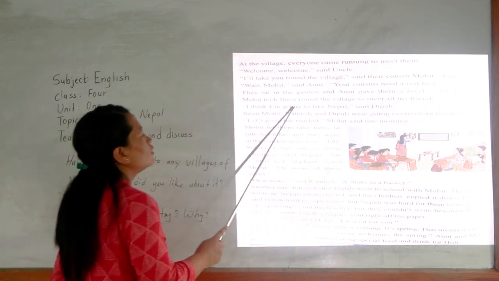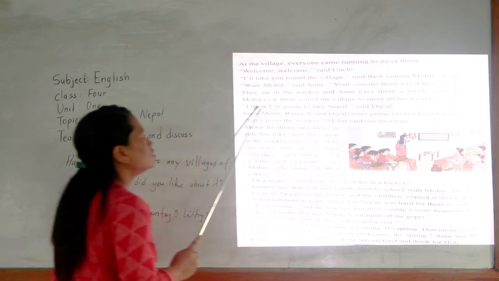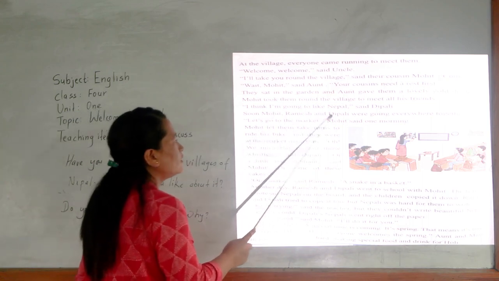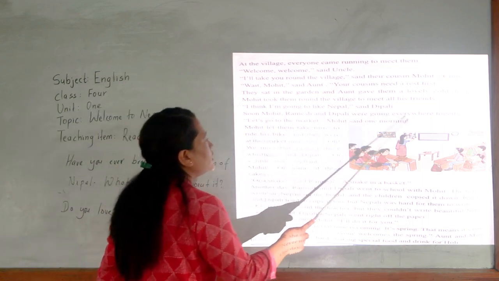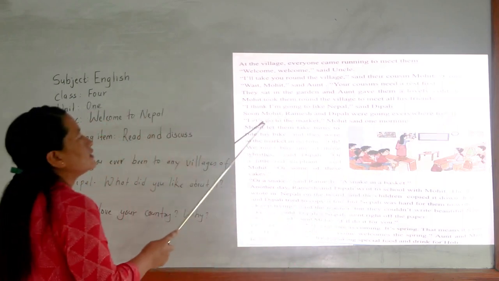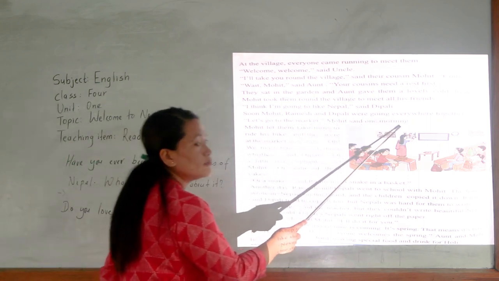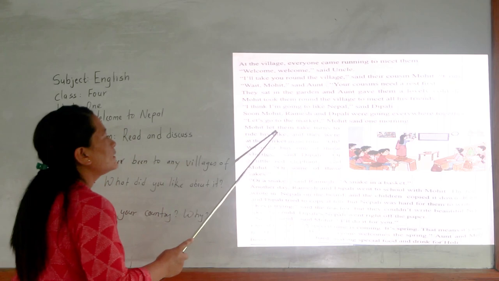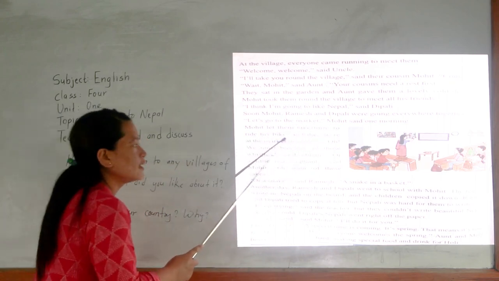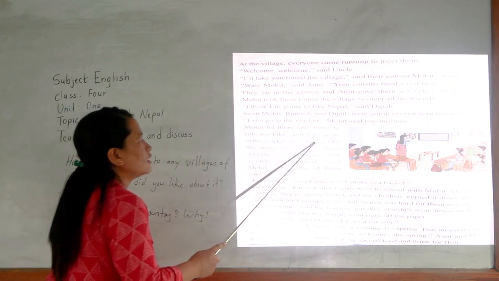I think I'm going to like Nepal, said Ramesh. Soon Mohit, Ramesh and Dipali were going everywhere together. Let's go to the market, Mohit said one morning. Mohit let them take turns to ride his bike, and they were at the market in no time.